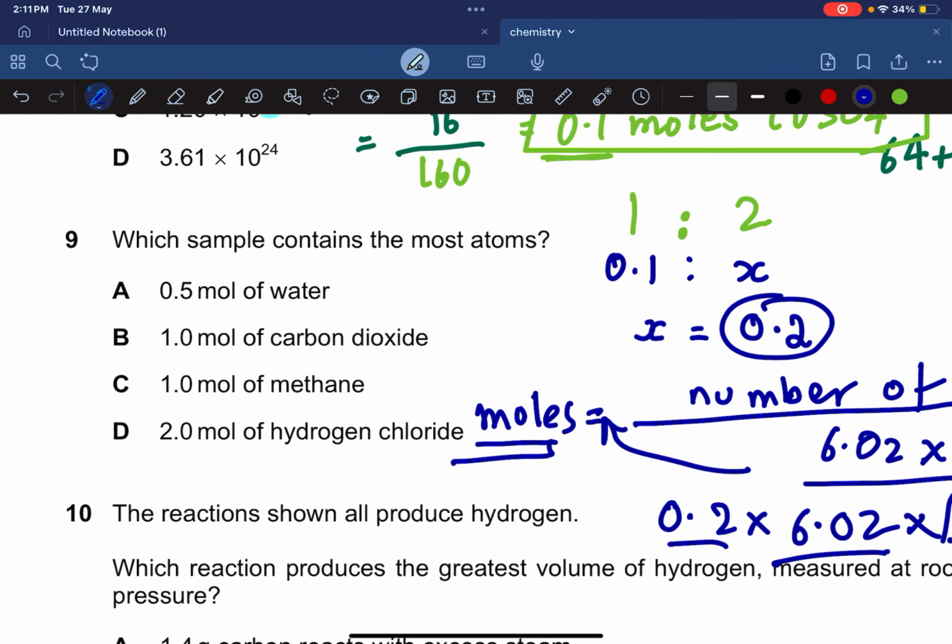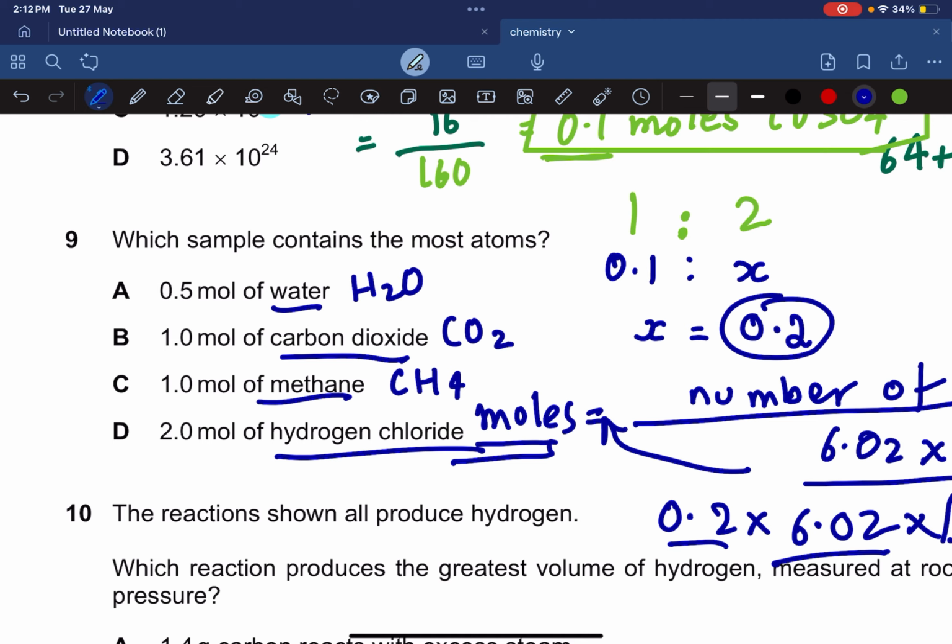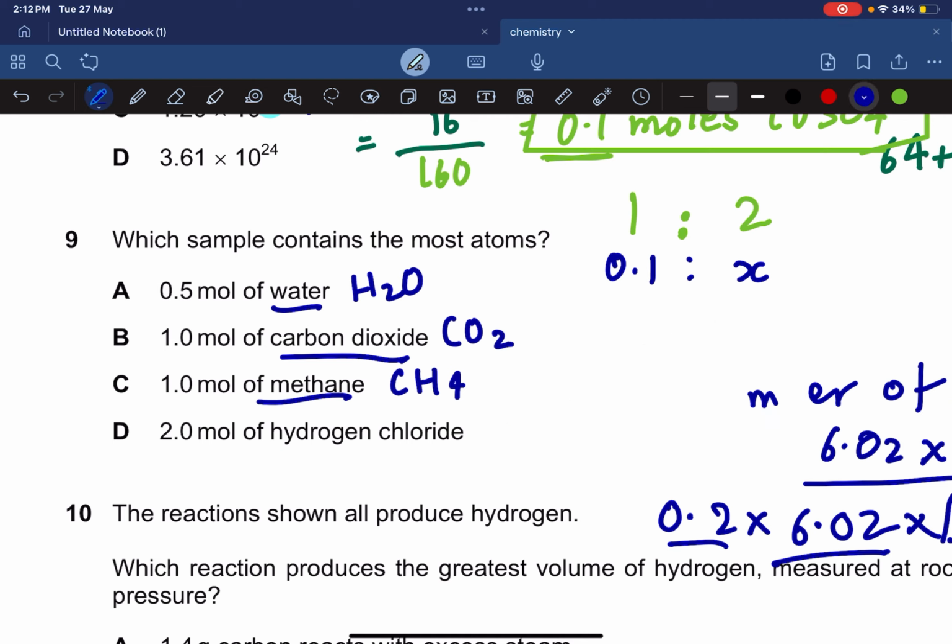Okay, we have to look for the most amount of atoms. We have water, carbon dioxide, methane, and hydrogen chloride. I guess we require no calculation for this, because you simply have to figure out the formulas. The formula for water is H2O. The formula for carbon dioxide is CO2. The formula for methane is CH4. And the formula for hydrogen chloride is simply HCl.